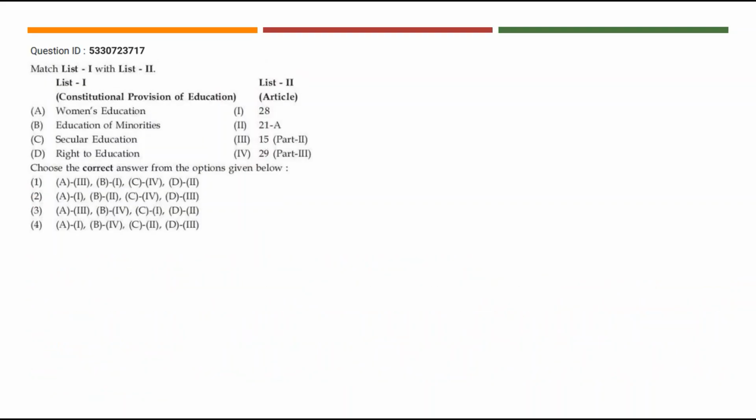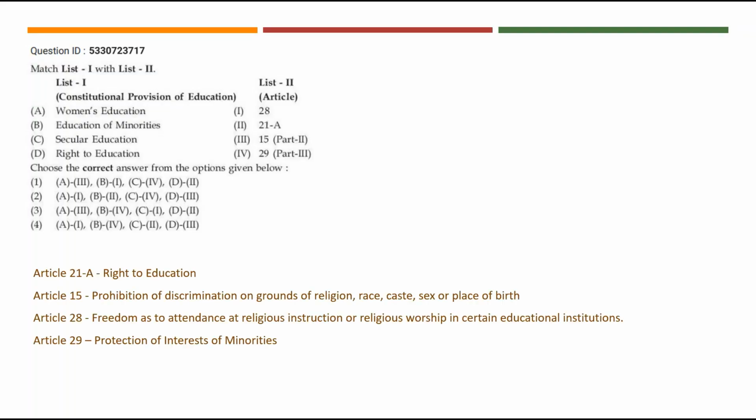Next question. Match list 1 with list 2. List 1 has the constitutional provision of education and list 2 has the article. So we will just get the article number and the details. Based on that, we will try to map them. Article 21A is actually right to education. D will be mapping to 2. We will rule out the other two.